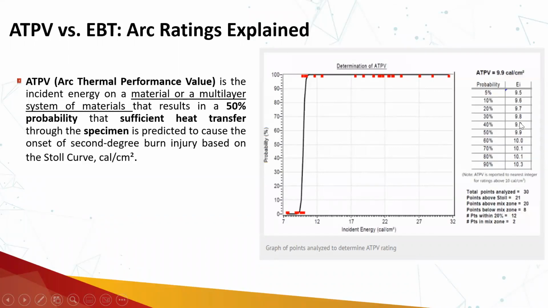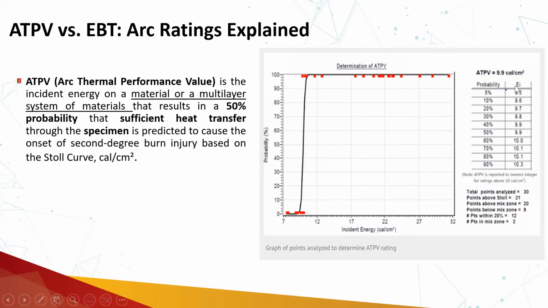Above 9.9, the probability of the heat crossing through becomes more and more clear, more and more certain. For example, at an incident energy of 10.3, somewhere here, around 90% of the time that specimen transferred that particular amount of heat into the body. So it was determined that at 50% probability, what is the exposure level at which there is a 50% probability that enough heat will be transferred?